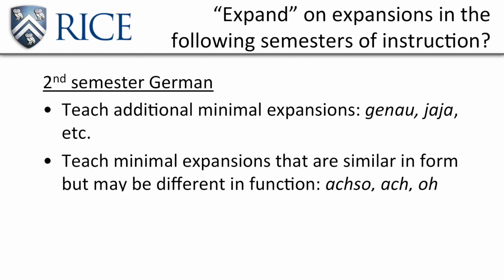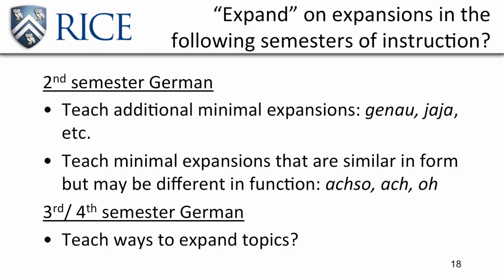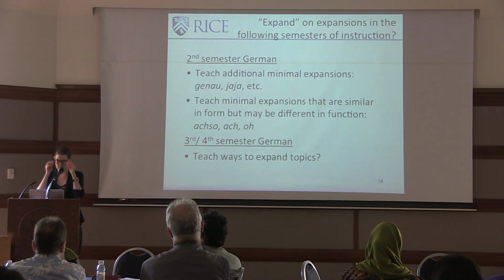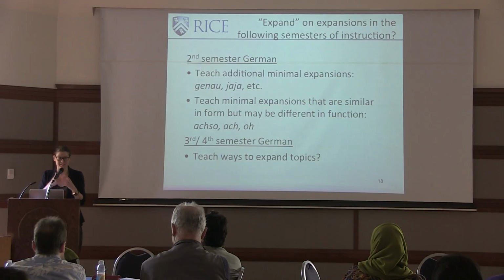Is to teach minimal expansions that are similar in form but maybe different in function. And here you see three that, if you look at them, are kind of similar. We've got the "ach so" and the "ach." They're kind of similar, right? And we've got the "o." There's also German "O," which is not quite like the English "O." So we can talk about that, right? So this is something we can do in second semester. I think what we can do here is then maybe expand even more and expand topics, even go beyond our minimal expansions and beyond the "echt, wirklich," and then the student produces one or two turns. Now we can say a little bit more.